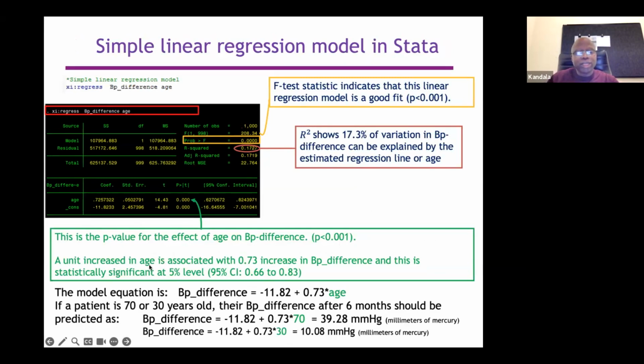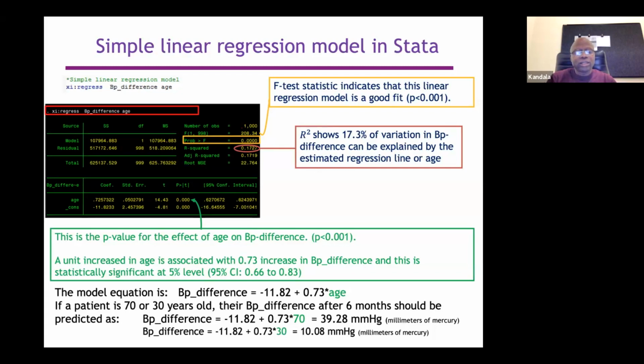So this means that a unit increase. So the coefficient here was 0.073. What does this mean? This means that an increase by 1 unit of the age increases the blood pressure difference by 0.073.